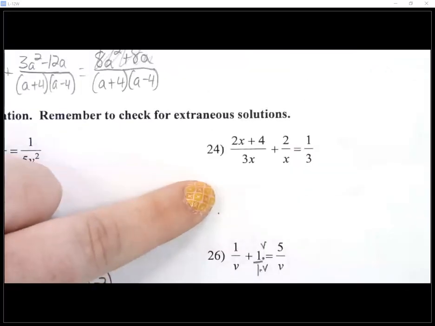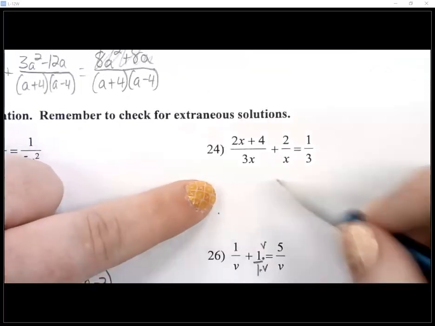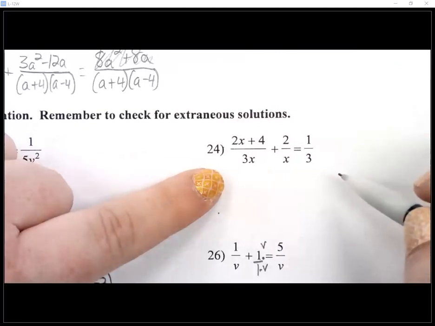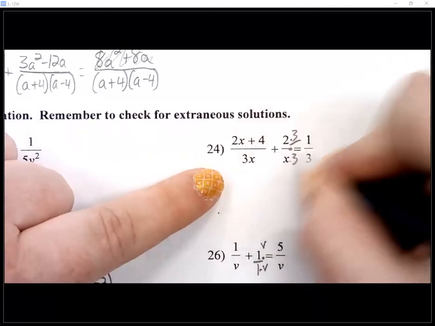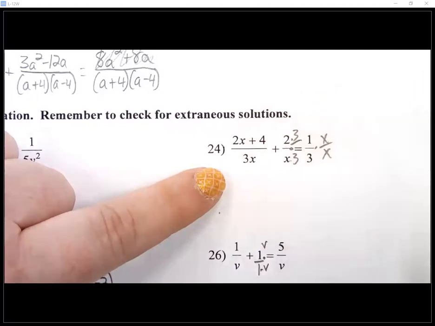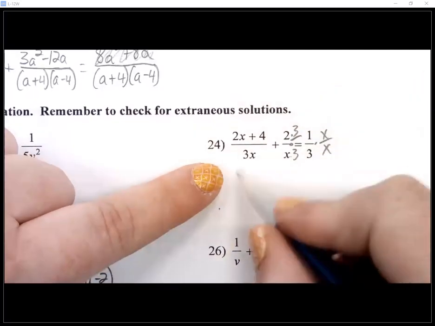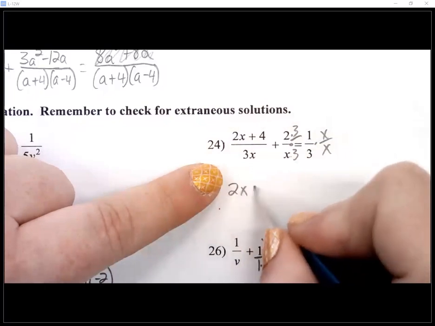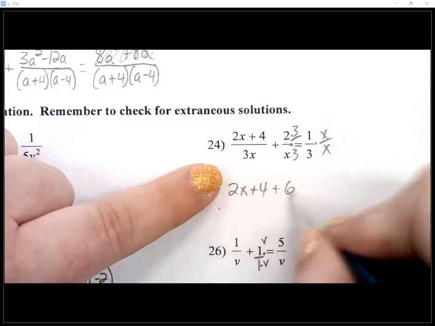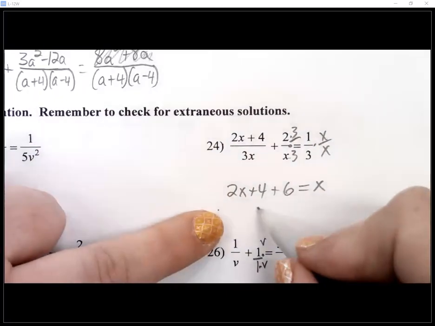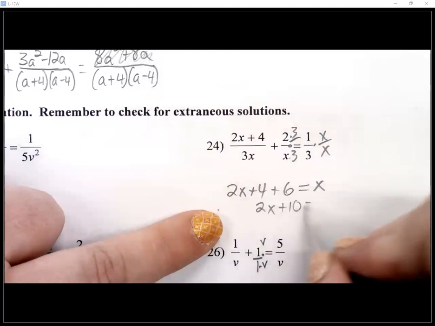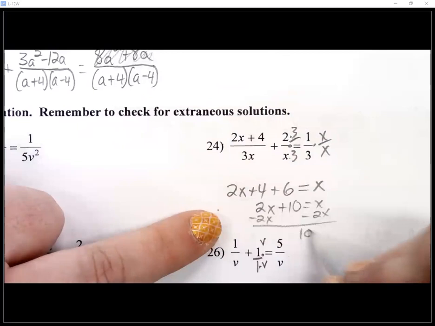Let's do 24 real fast. In order to get the common denominator, I'd have to multiply by x over x and 3 over 3. Right, this middle one needs 3 over 3. And this last one needs x over x. So now if I do the equation, everybody's denominator matches. I'd have 2x plus 4 plus 6 equals x. Right? And now I'm just solving this. So I can combine some like terms. Minus that 2x over. So x equals negative 10.